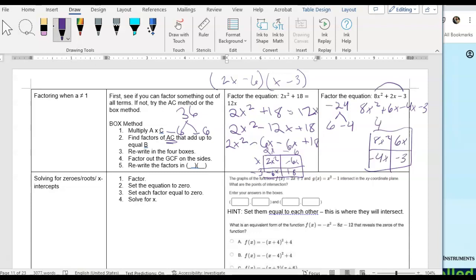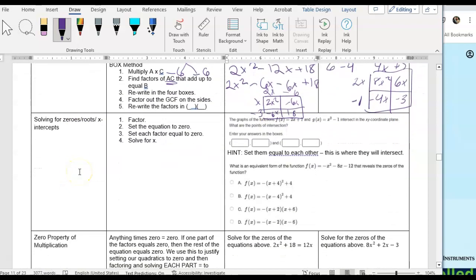Here I can take out 4x. What will be left is an x. 2x here. So this will be plus 3. And this will be minus 1. Right, because negative 1 times 3 is negative 3. Negative 1 times 4 is negative 4x. 2x times 4x is 8x squared. Yep, so that works out. And so my factors are 4x plus 3 times 2x minus 1.